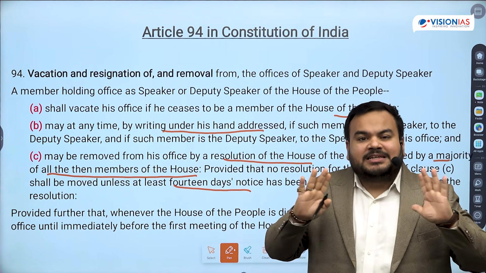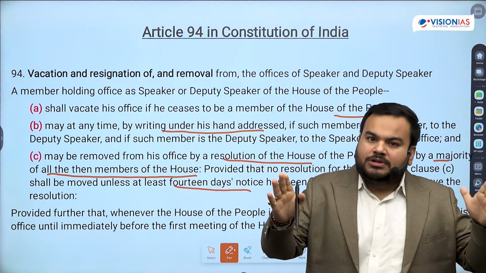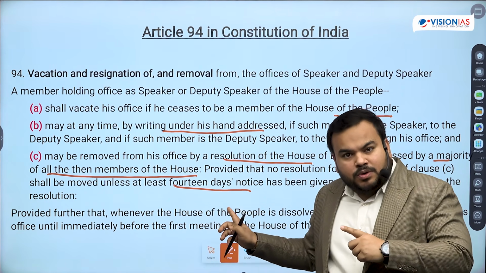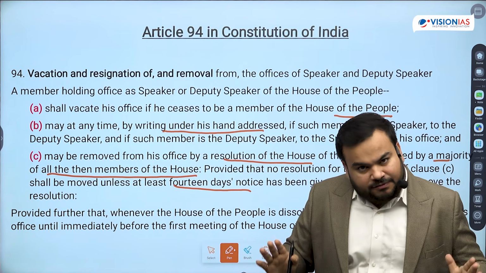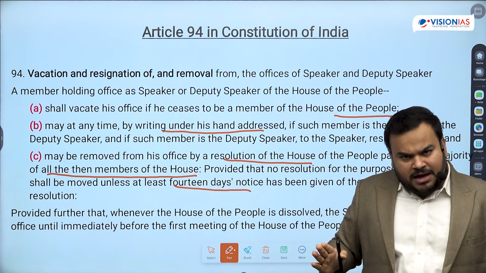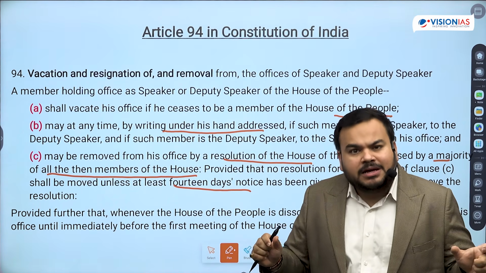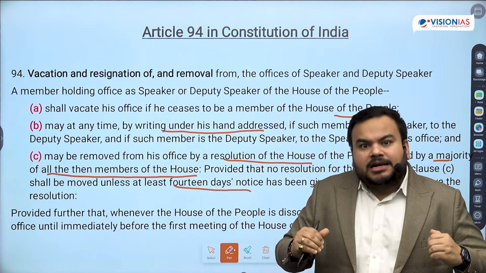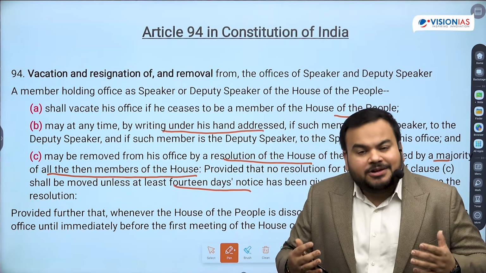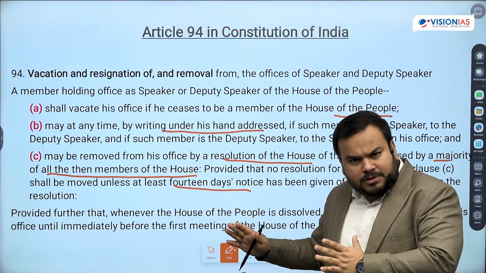So once the general elections have happened and 543 members have been elected to the House of People, then the previous Speaker of the Lok Sabha is going to vacate his office. Then what happens? You must have also read this, that the President of India for a temporary period appoints a pro-term speaker. What is a pro-term speaker? So again, the newly elected members of the Lok Sabha have to be given oath, right? So the President of India appoints a pro-term speaker among the members of the Lok Sabha itself.